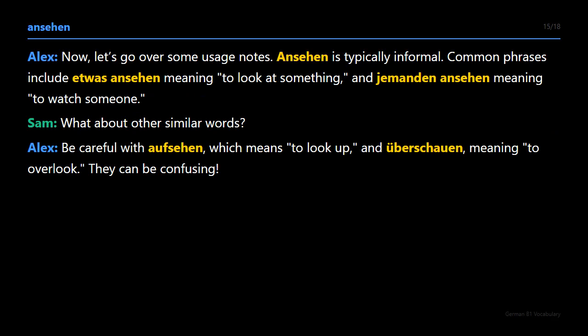Now, let's go over some usage notes. Ansehen is typically informal. Common phrases include etwas ansehen, meaning to look at something, and jemanden ansehen, meaning to watch someone. What about other similar words? Be careful with aufsehen, which means to look up, and überschauen, meaning to overlook. They can be confusing.